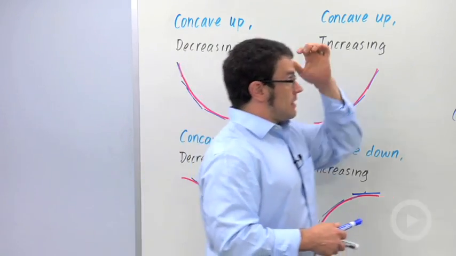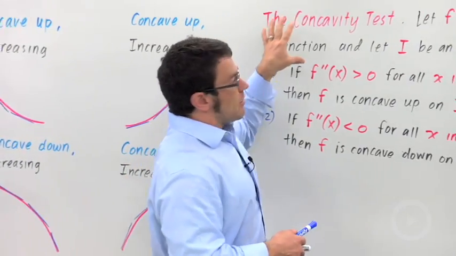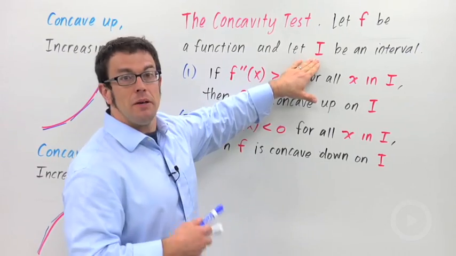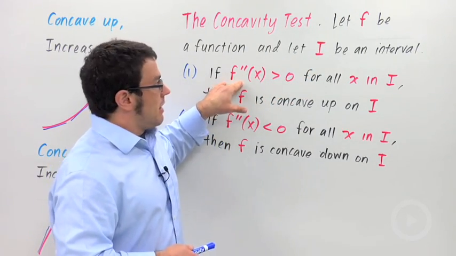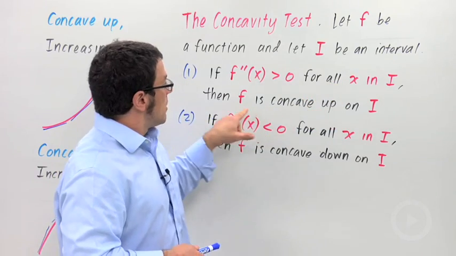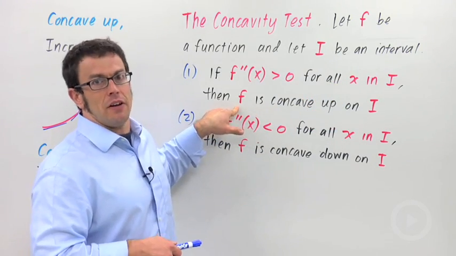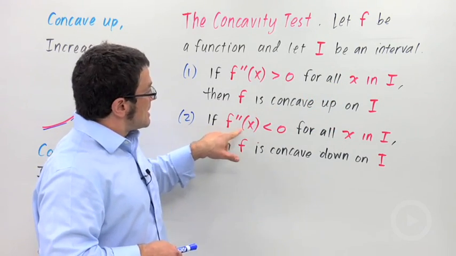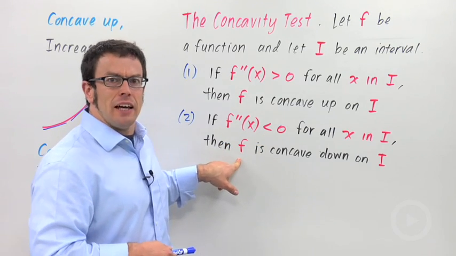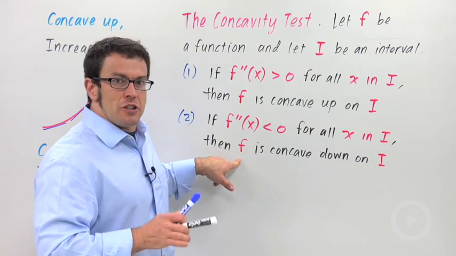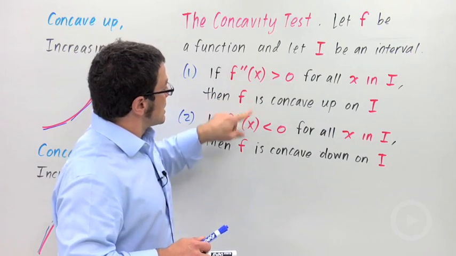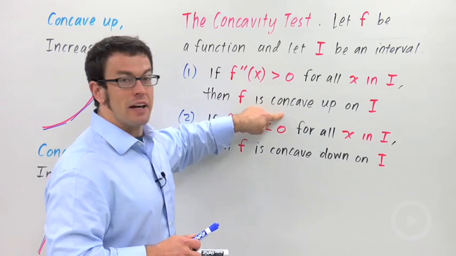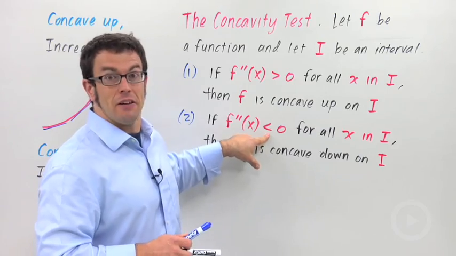And that's where the concavity test comes in. If you have a function f, and I is some interval in its domain, if f double prime is positive on an interval, for all x in that interval, then f is concave up on that interval. And if f double prime is negative, then f is concave down. So whether or not a function is concave up or concave down depends on whether the second derivative is positive or negative. Positive means concave up, negative means concave down.